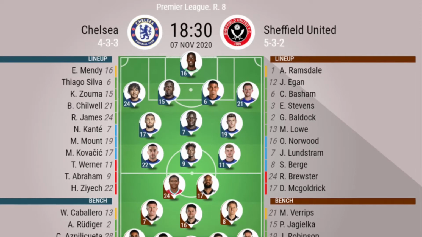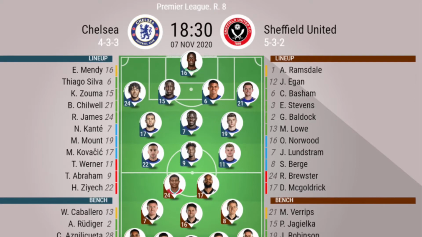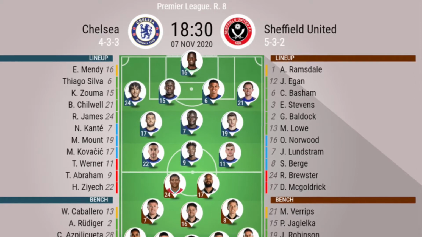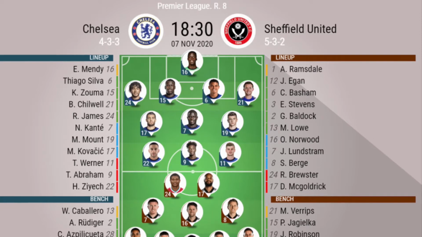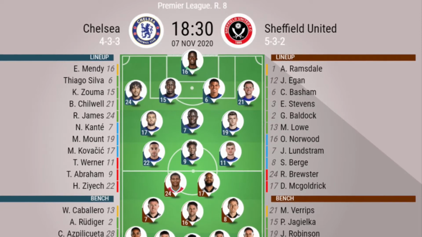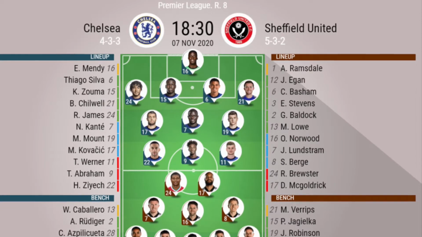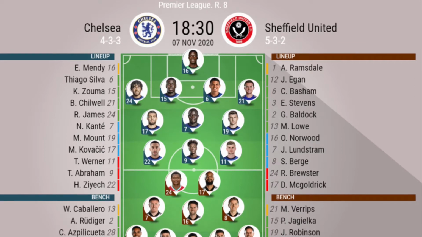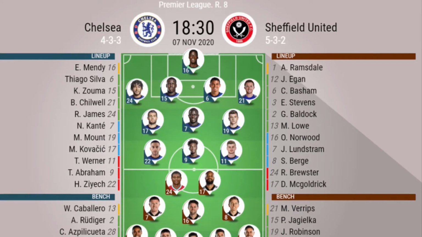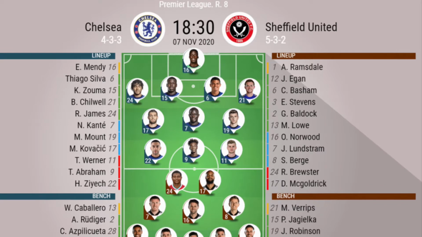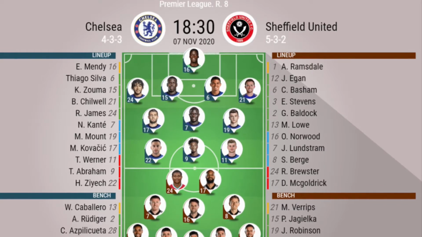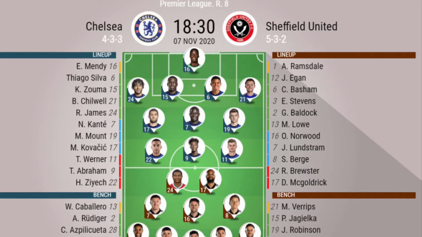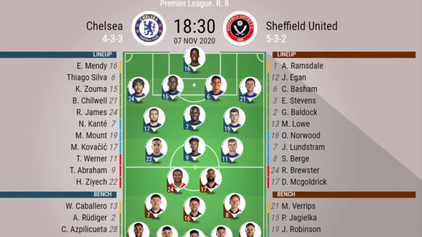Found a picture for the Sheffield United lineup, but they did have Aaron Ramsdale in goal, and they did have the striker not Ollie McBurney. They had David McGoldrick up top, as does Ryan Brewster, who was yet to open his account in the Premier League. They played Lundstrom. They played Sander Berg. And Stevens was forced to play in the back three once again.